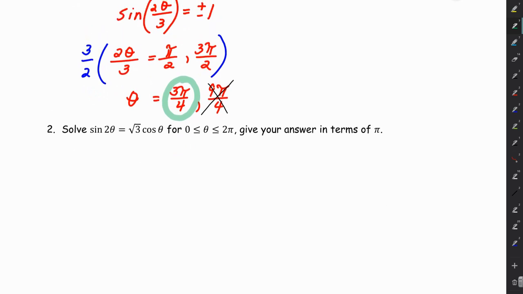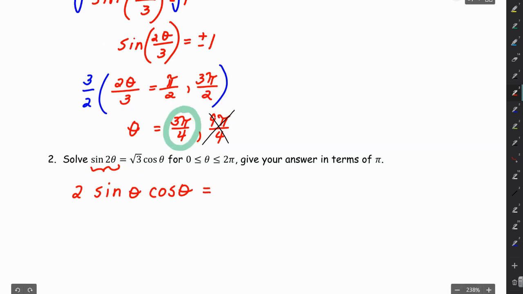So we've got sine of 2 theta equals √3 cosine theta, and we're looking at the entire unit circle, all 4 quadrants. So I'm going to use the double angle formula for the sine of 2 theta, because I think that might make things just a little bit easier for me. And really the only way you're going to know that is just through practice. The sine of 2 theta is equal to 2 sine theta cosine theta, and that's equal to √3 cosine theta.